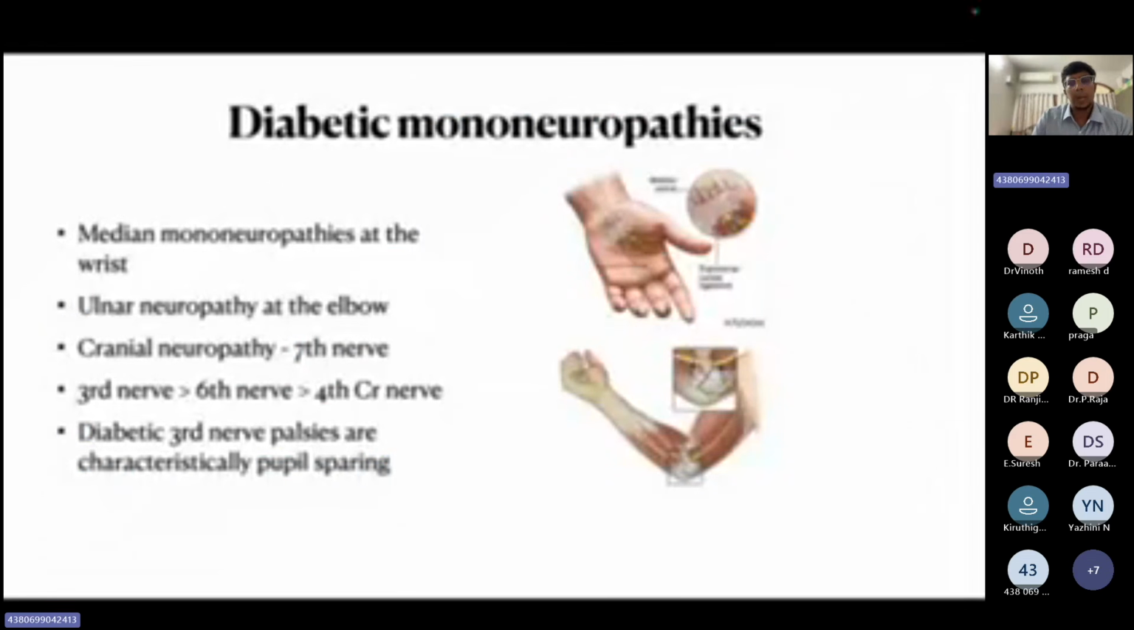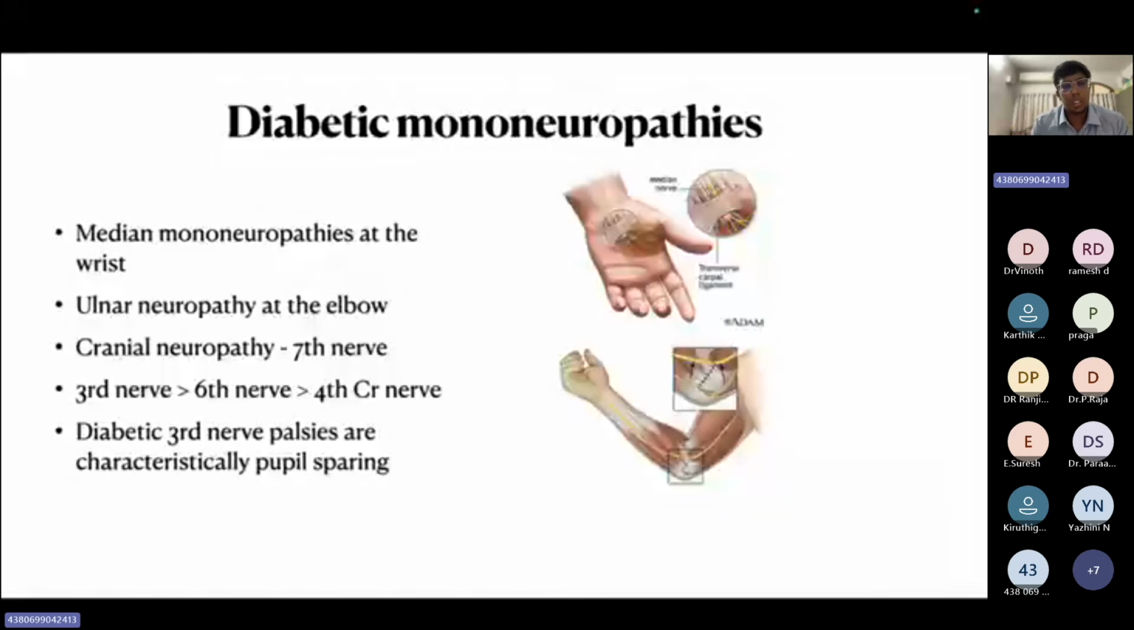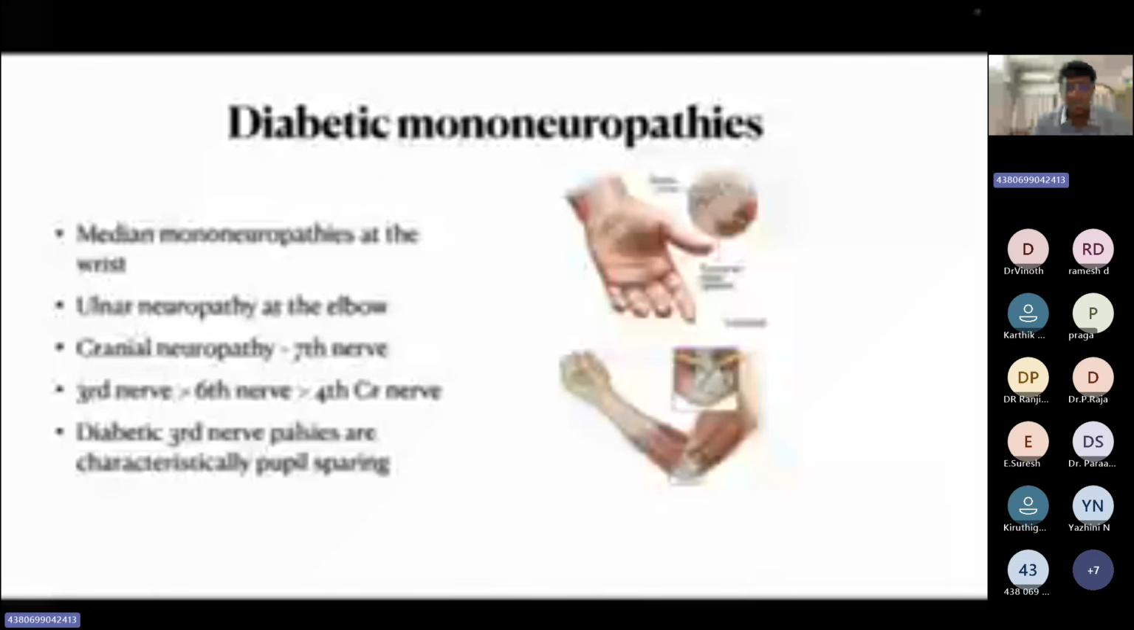The next is the diabetic mononeuropathies. Patients usually experience median nerve mononeuropathy at the level of the wrist joint and ulnar neuropathy at the level of the elbow. Cranial neuropathy most commonly involves the seventh cranial nerve. Third, sixth, and fourth cranial nerves are also involved, whereas the least common is the fourth cranial nerve. There is always pupillary sparing in diabetic third nerve palsies.